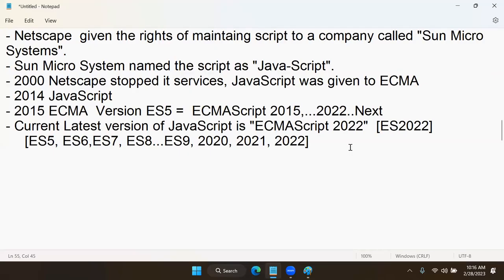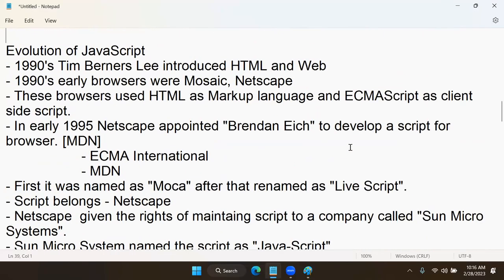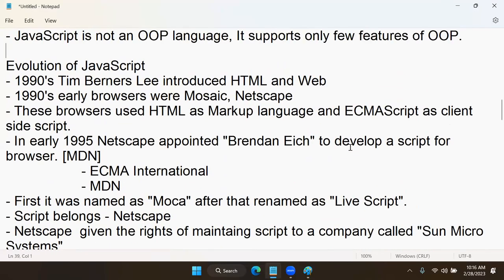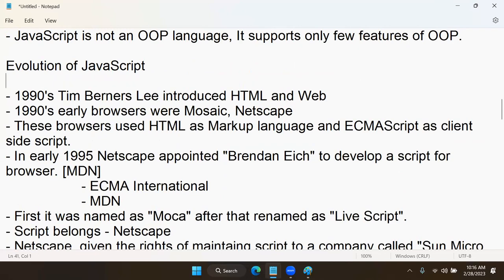Okay. So these are the JavaScript versions. This is the basic evolution. I hope you are clear. So two concepts I explained: what is JavaScript and what is the evolution of JavaScript.